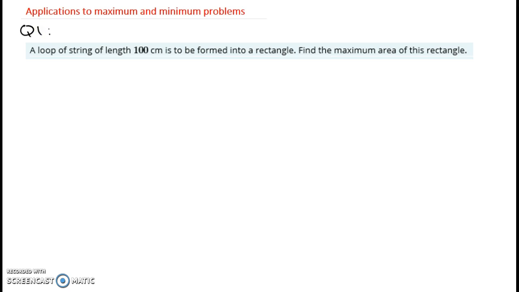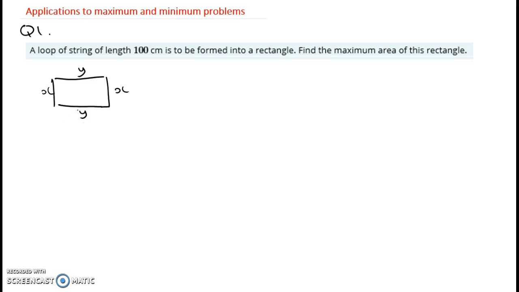A loop of string of length 100 centimeters is to be formed into a rectangle. Find the maximum area of this rectangle. Often with these questions it could be helpful to draw a diagram, and we're going to need to define some of the measurements of our rectangle. So let's draw up a little rectangle. We'll call this x, this y, obviously that'll be x and this will be y as well.